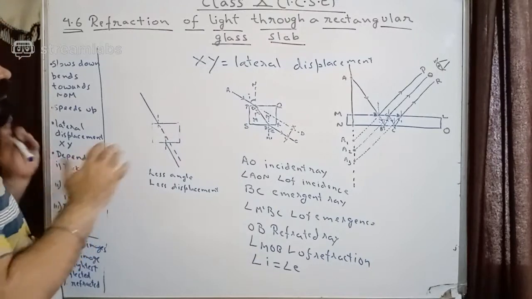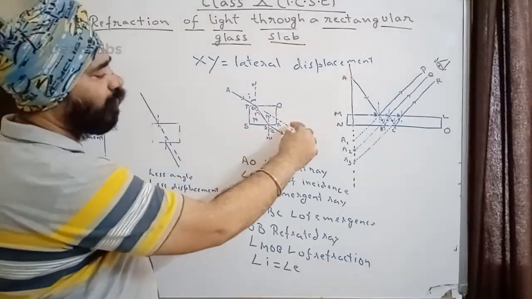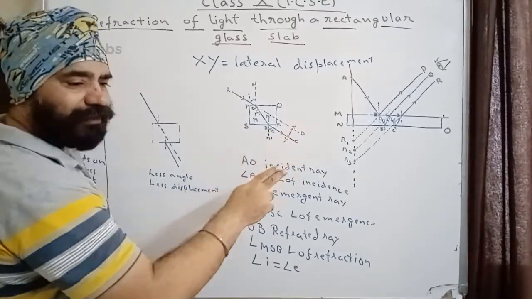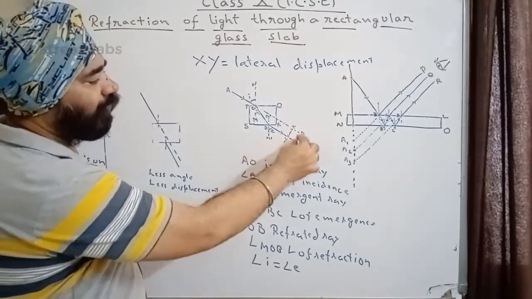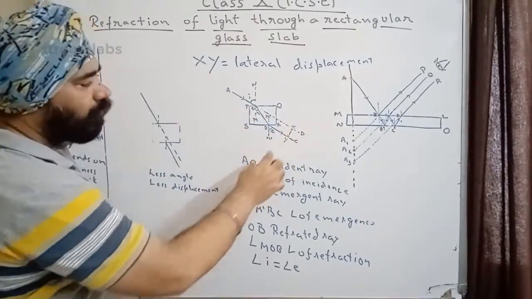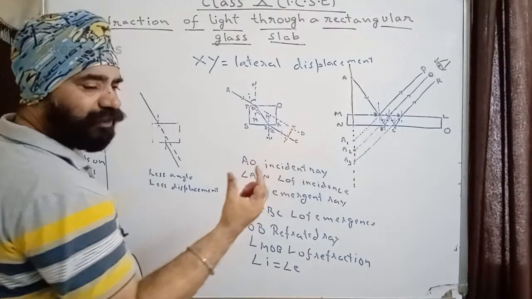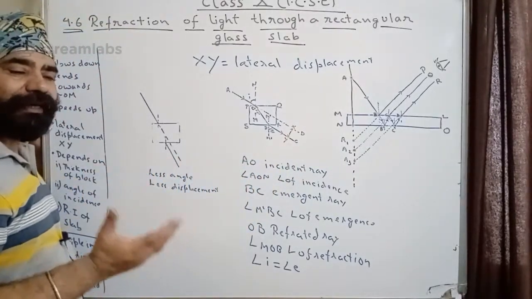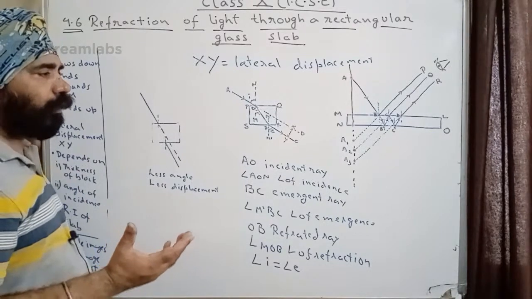Understood? So this distance, the distance with which the emergent ray has shifted, you can see the direction hasn't changed, but it is not in line. This was the original line, now the line is parallel to it. So the distance through which the emergent ray has shifted is known as lateral displacement. Got it?